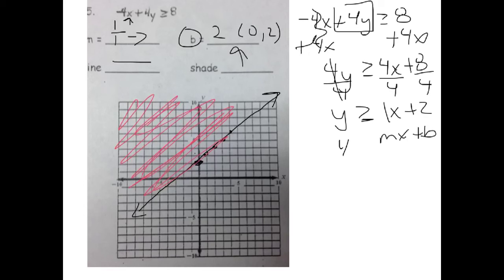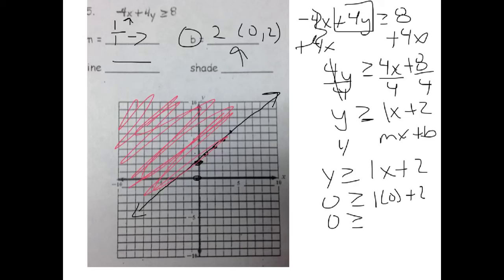Okay. I can do my test point down here, 0, 0. So y is greater than or equal to 1x plus 2. 0 is greater than or equal to 1 times 0 plus 2. 1 times 0 is 0. 0 is greater than 0 plus 2 is 2. 0 is not greater than 2. So that worked out, because that is not part of the solution.